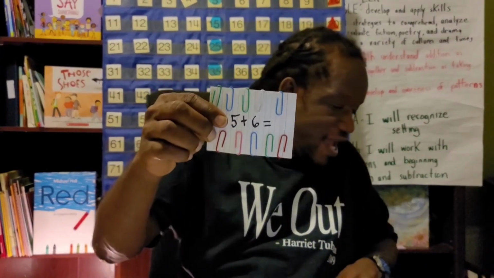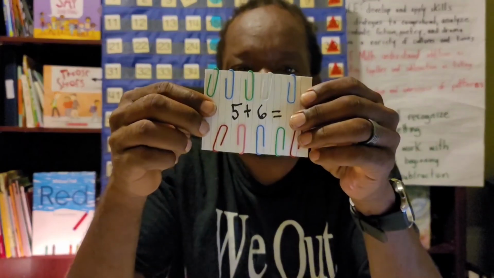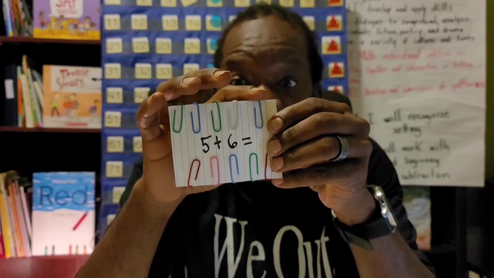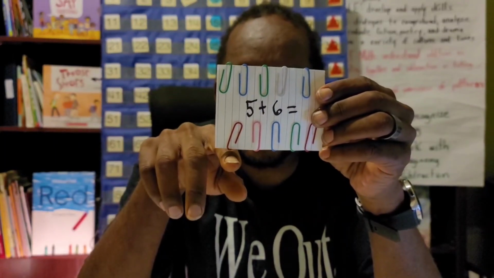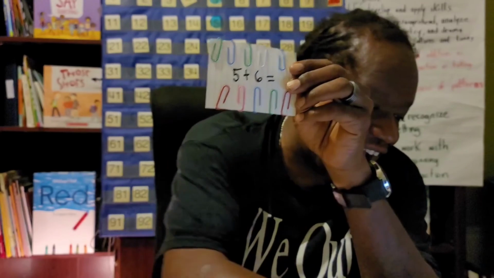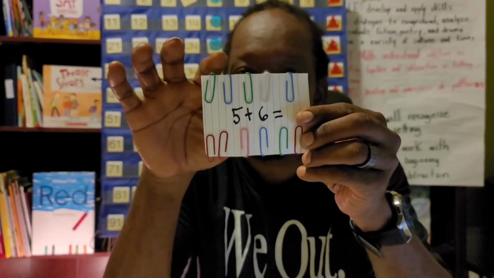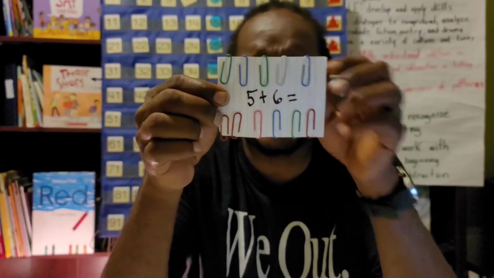My next one is, I have too much stuff over here. Let's count them. 1, 2, 3, 4, 5 plus 1, 2, 3, 4, 5, 6. So 5 plus 6.